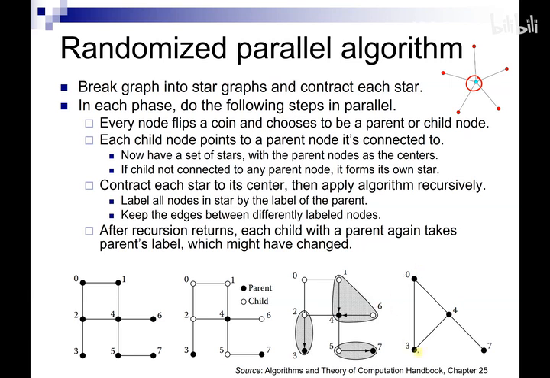So for example, currently they have different labels. If eventually everything gets merged down to this 4 node, then what we need as the recursion returns is for this label of 4 to get propagated to all of these other nodes. So in the end, all of the nodes in this entire component are going to be labeled 4.